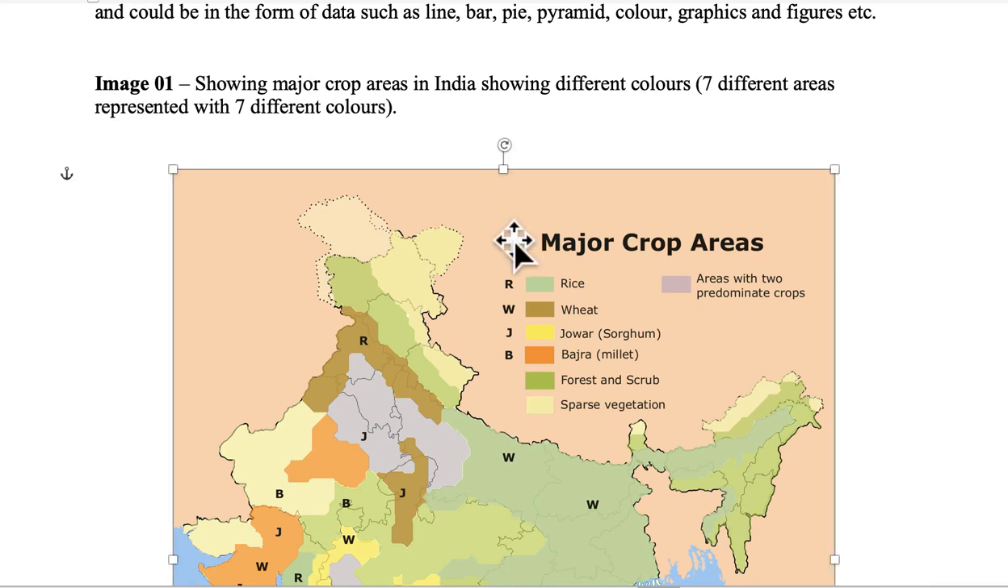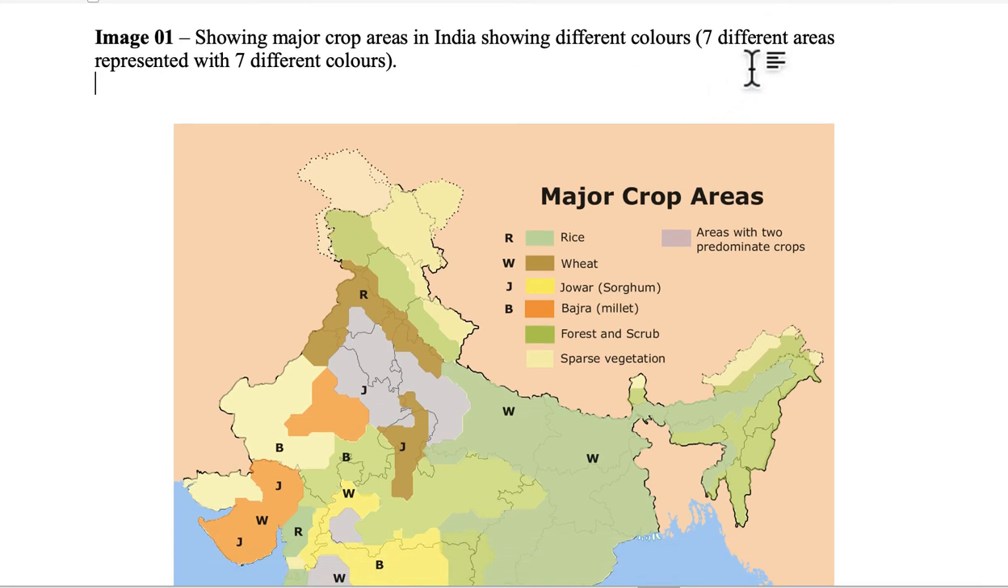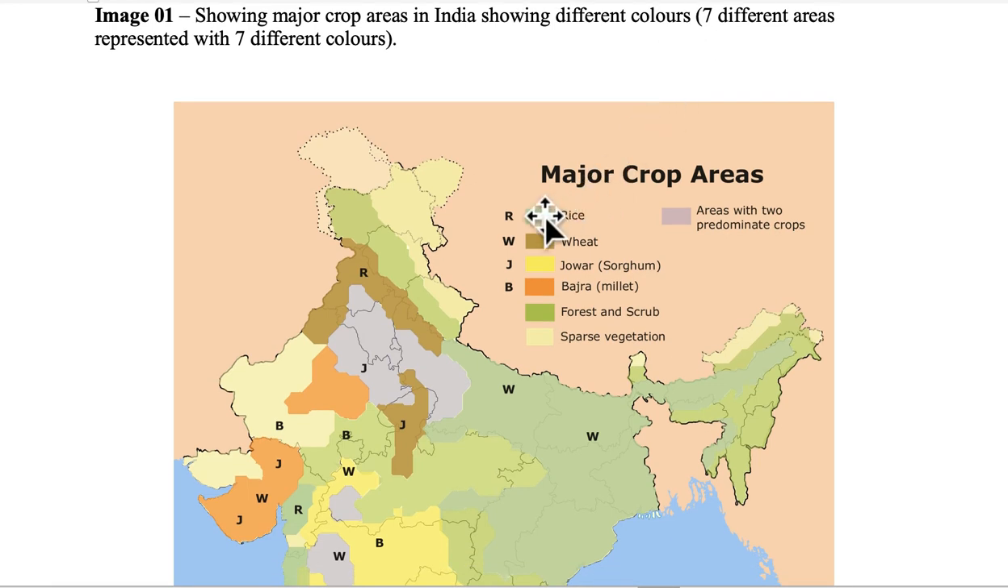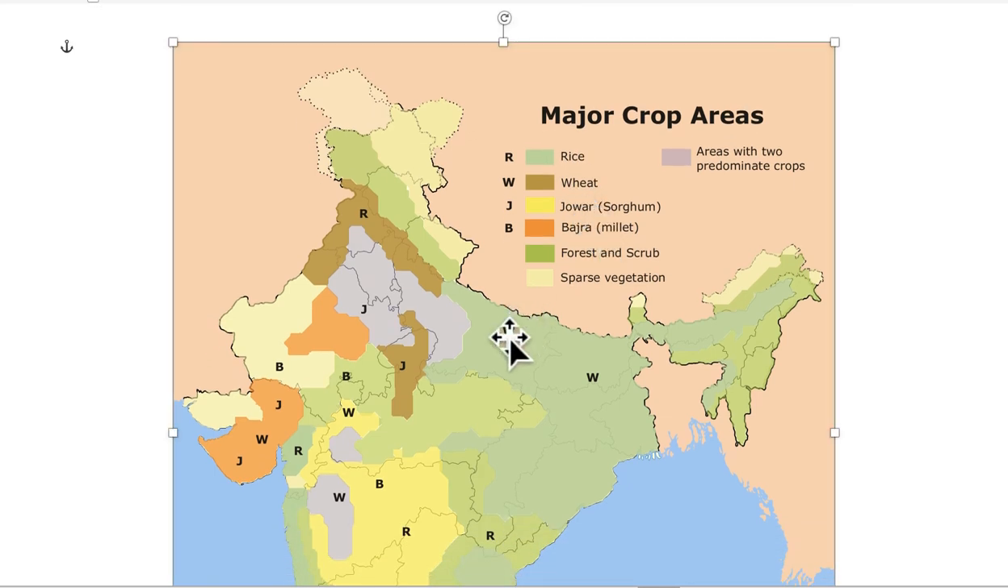Here in this map, we can see the major crop areas in India. They are shown in 7 different colors for 7 different areas. You can see this green color represents rice. That means these are the parts where rice is grown in plenty. There is another green, a little lighter than this. It shows the forest and scrub.